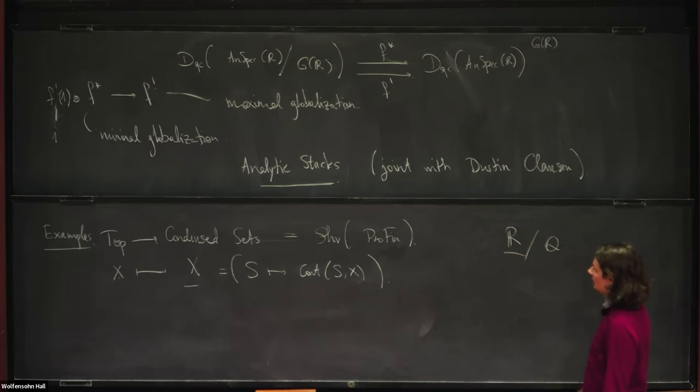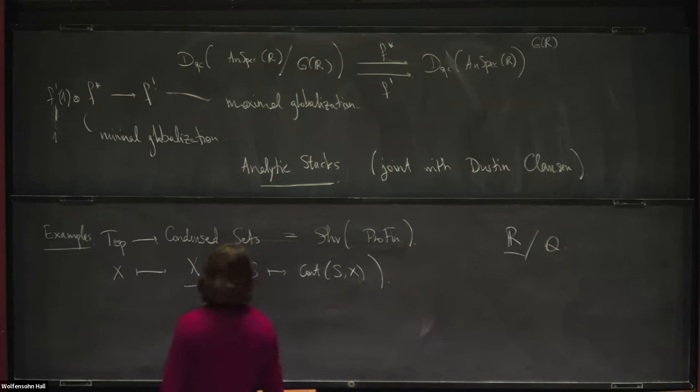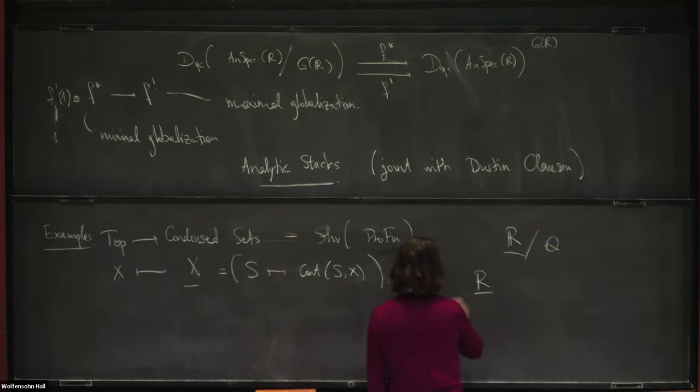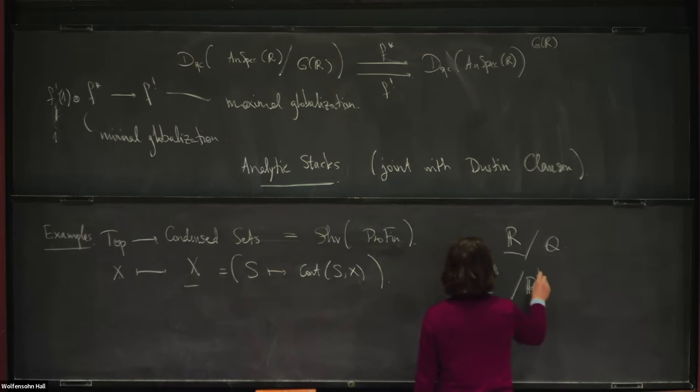And this is, I mean, as a topological space, it is indiscrete, but as a condensed set, it still has a reasonable structure. Or you could do even something more drastic. You could take the real numbers with the natural topology and divide out by the real numbers with the discrete topology.